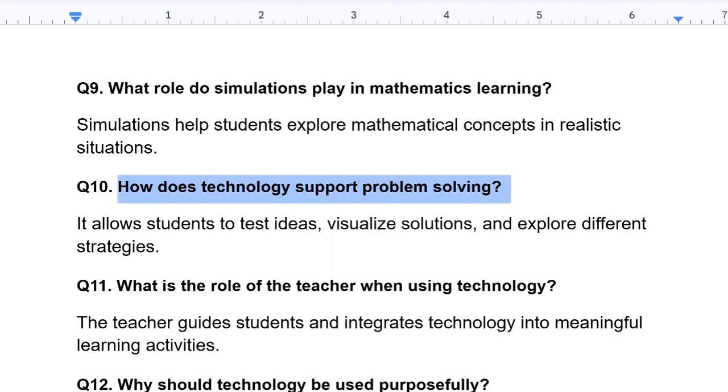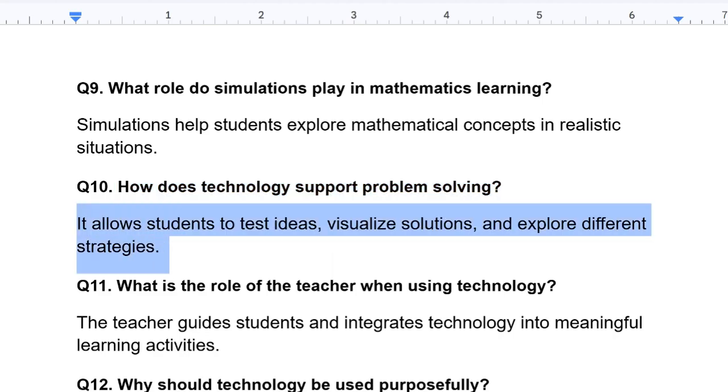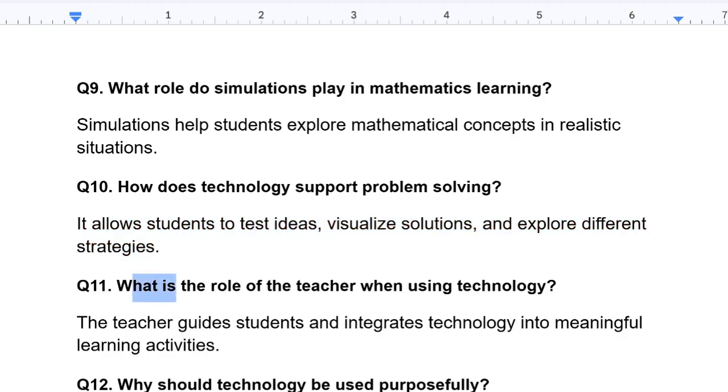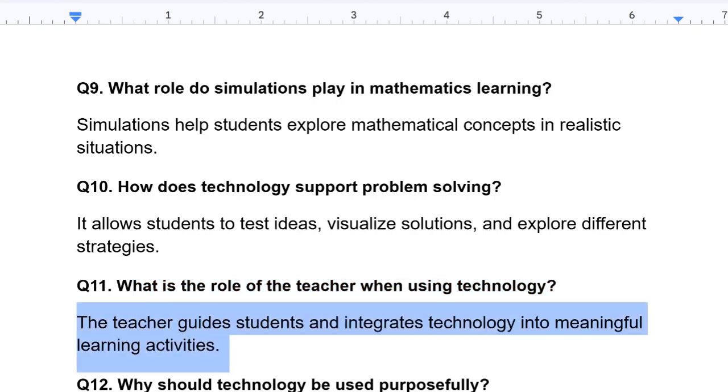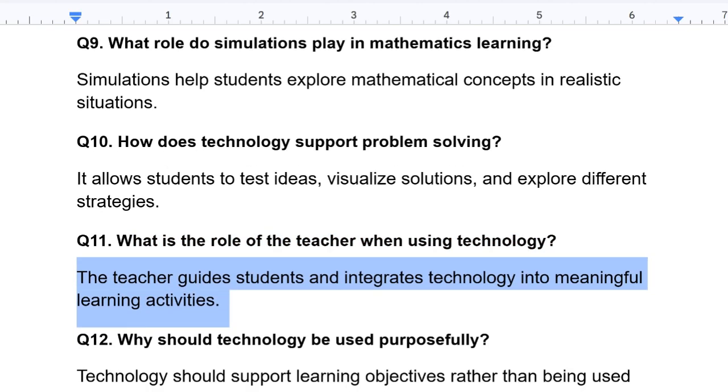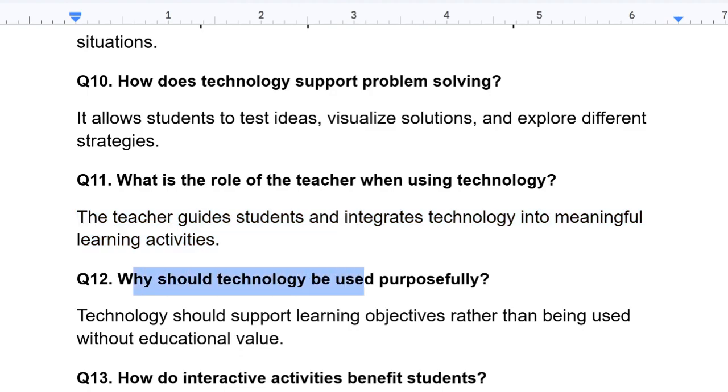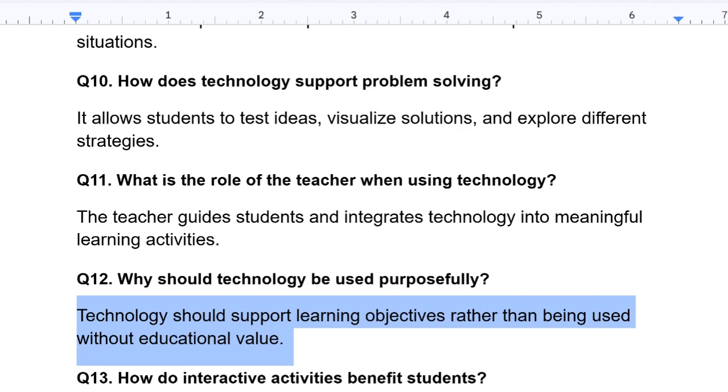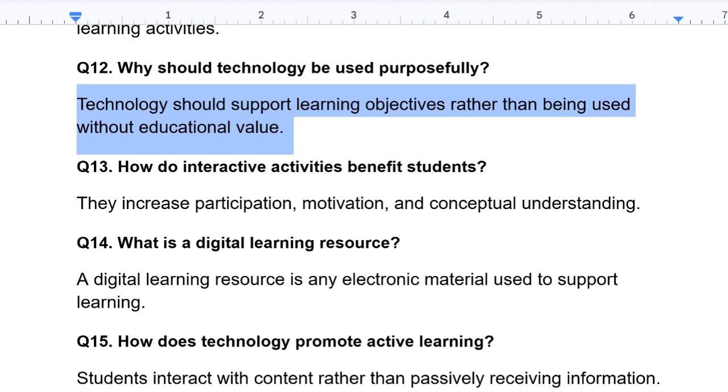How does technology support problem solving? It allows students to test ideas, visualize solutions, and explore different strategies. What is the role of the teacher when using technology? The teacher guides students and integrates technology into meaningful learning activities. Why should technology be used purposefully? Technology should support learning objectives rather than being used without educational value.